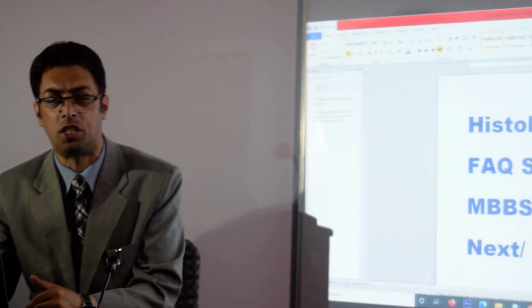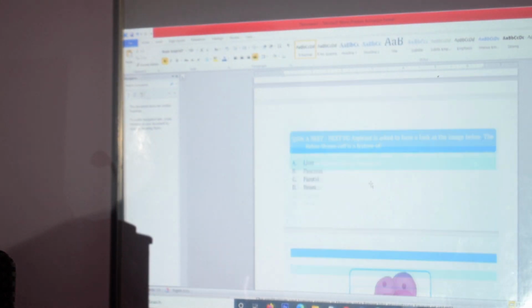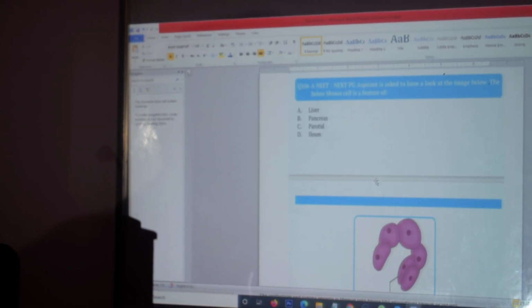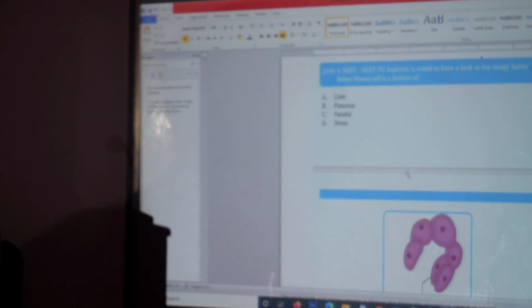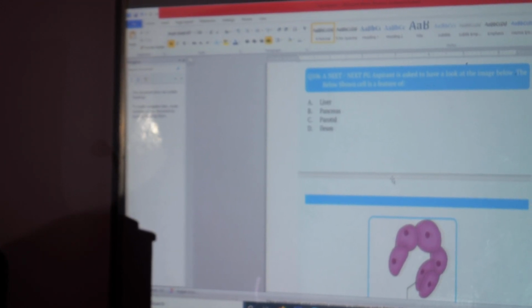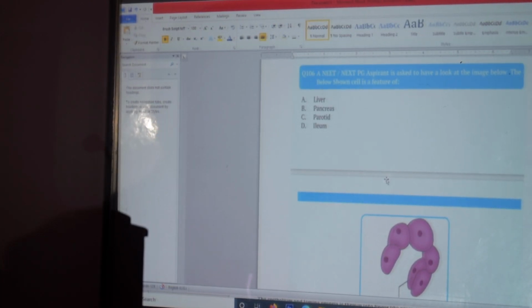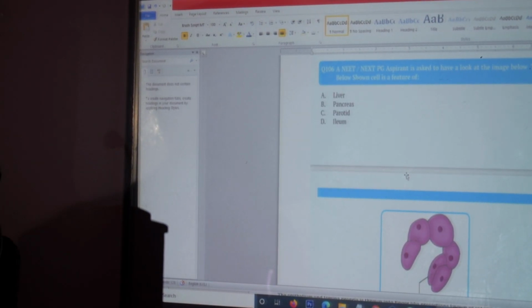So you can have a look at the board, and the first of the questions which has been asked in the previous years is given here. A NEET PG student is asked to have a look at the image below, and the image shows a centroacinar cell. The options given are liver, pancreas, parotid and ileum. So in which of these options are the centroacinar cells present?